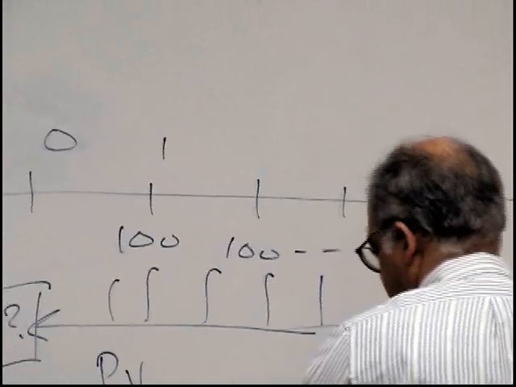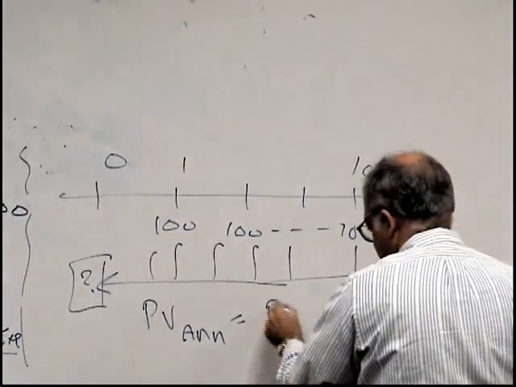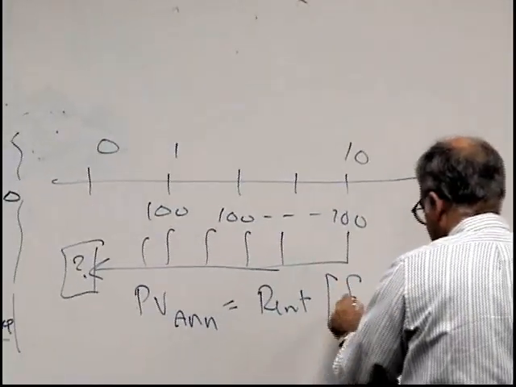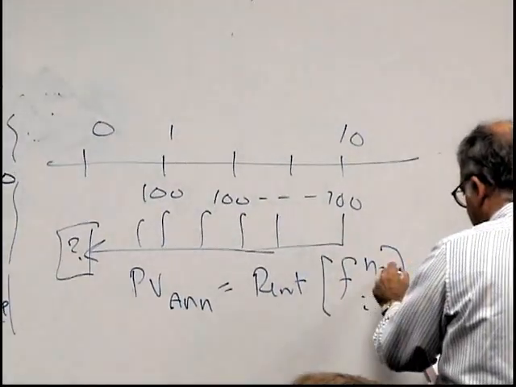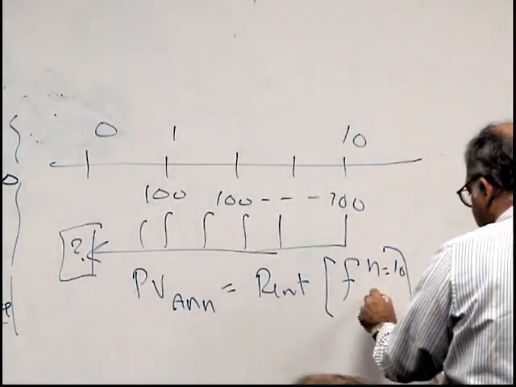So we need to tell the difference between an annuity and a lump sum, which is looking to see if there are periods of payments. Exactly. That's all it is. And as you recall, that is the definition of an annuity. It's a series of payments.